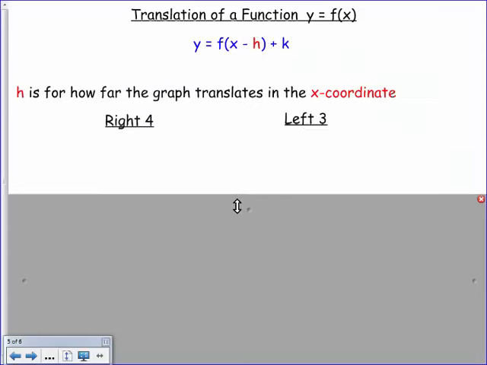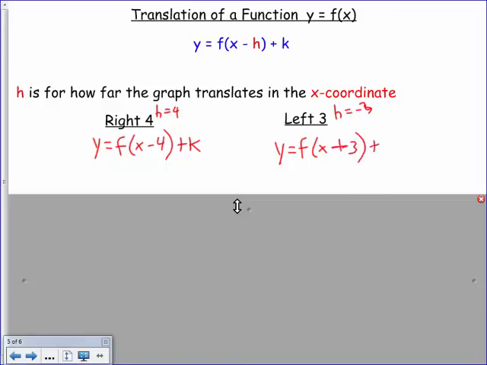So h is for how far the graph translates in the x direction. For example, if I'm going to go right 4, I would say y equals f of x minus positive 4 for h, plus k, whatever that happens to be. Over here, we're going left 3, so our h is going to be a negative 3. So I would say y equals f of x minus a negative 3, which is really plus 3, plus our k, whatever happens to be. And if there is no movement up or down, then we don't have a plus k there. It's just like that.